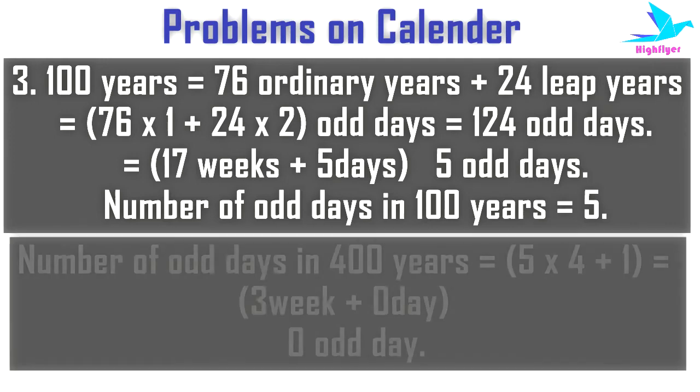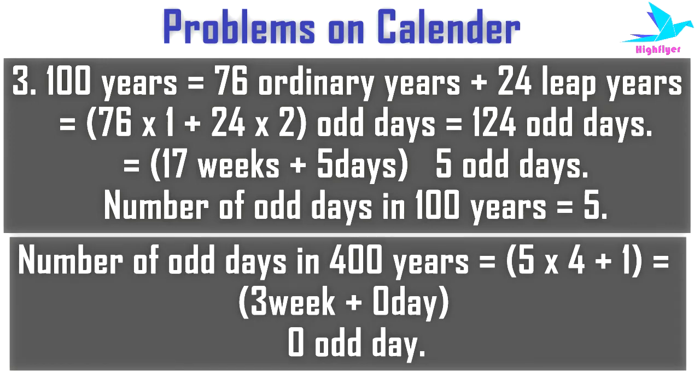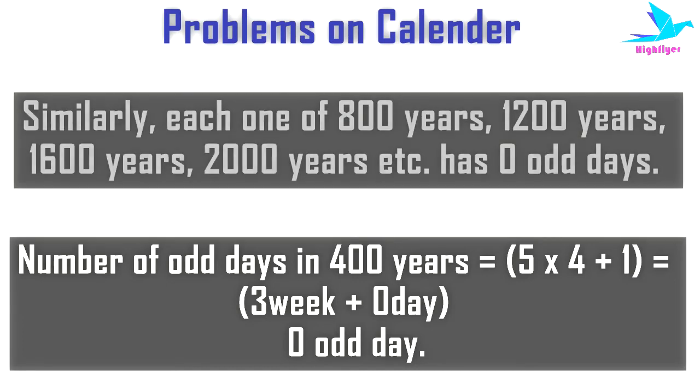The number of odd days in 400 years equals 5 into 4 plus 1. Plus 1 because a leap year comes in every 4 years. So 3 weeks plus 0 days, that is equal to 0 odd days. So in 400 years there are no odd days. Similarly, each of the multiples of 400 years does not have an odd day as well, like 800 years, 1200 years, 1600 years or 2000 years.